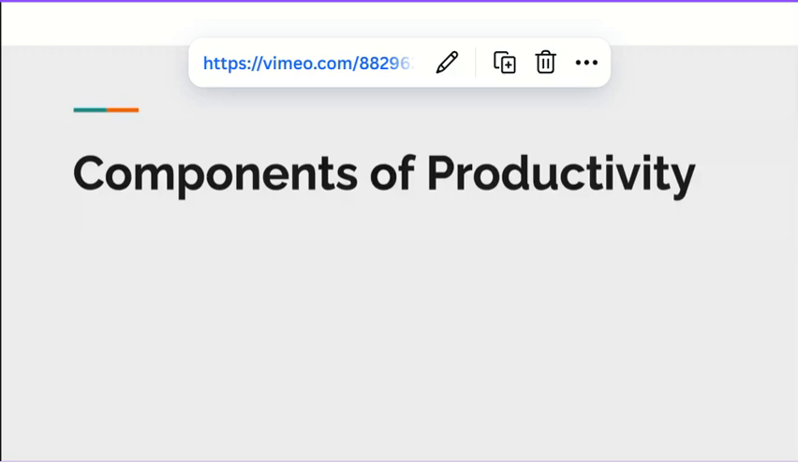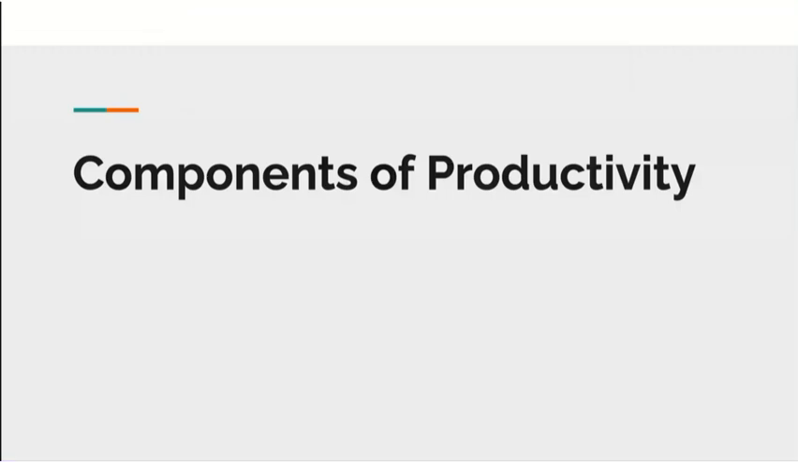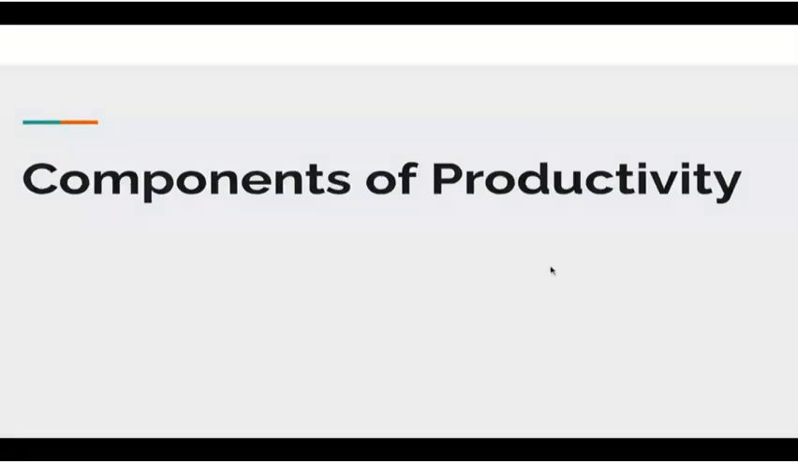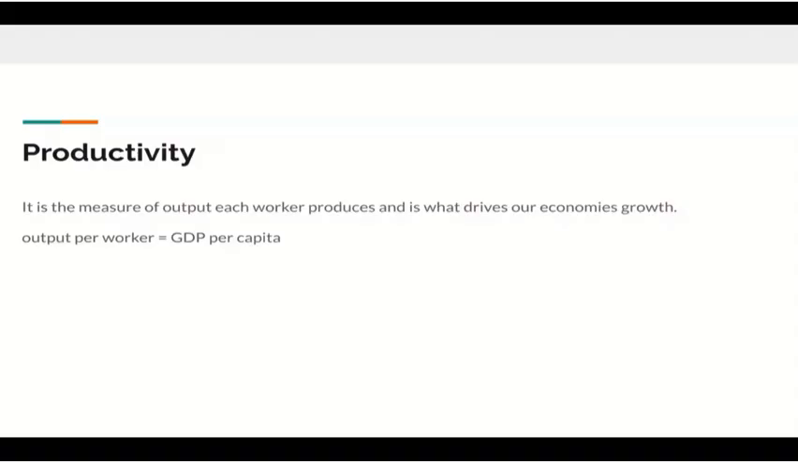This is video 2. Today I'm going to be defining and exploring the relationship between productivity and economic growth, kind of explaining what the components of productivity are and how it relates to our economy growth. So first off, productivity is the measure of output each worker produces, and that is ultimately what drives our economy's growth. The output per worker equals the GDP per capita.